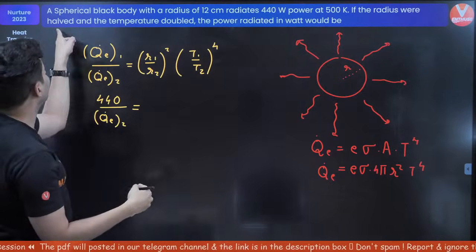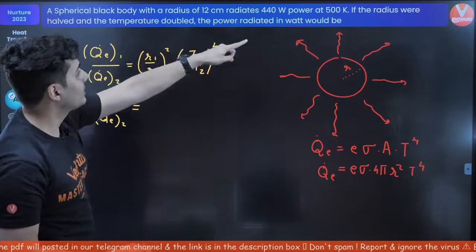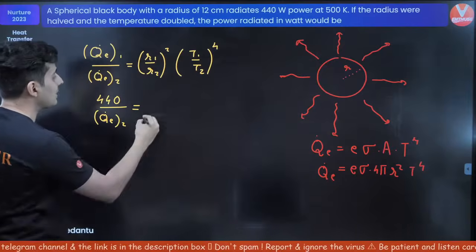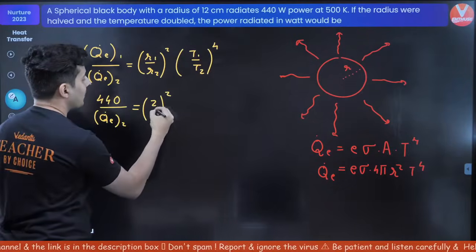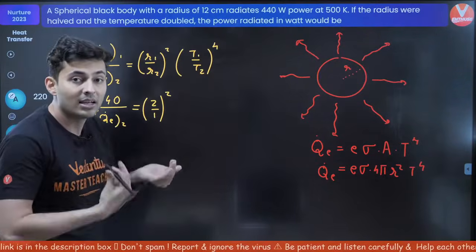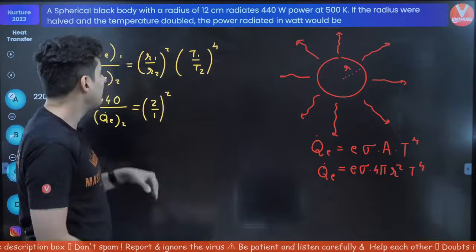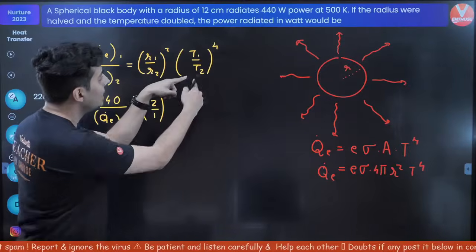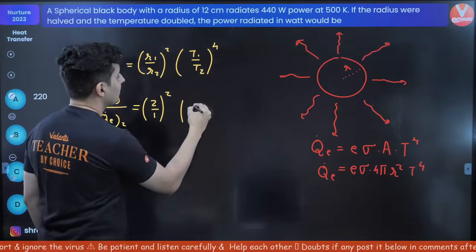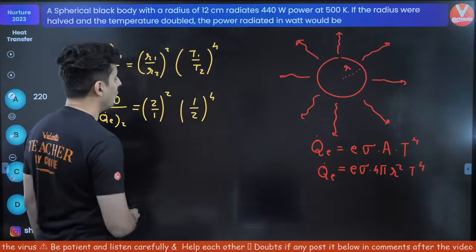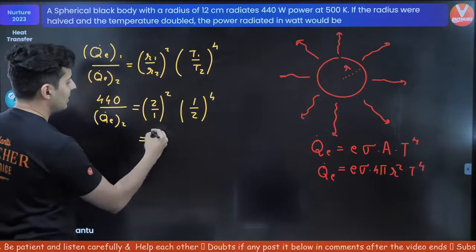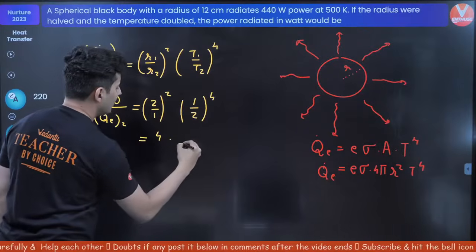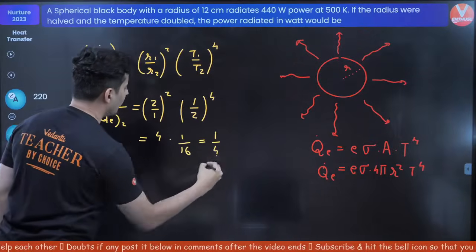R1 by R2: the radius is halved. So R2 is half, the initial radius was double, so 2 square. I hope this is clear. The new radius is half of the previous one. The temperature is doubled, T2 is twice T1. So this is 1 by 2 whole raised to 4. So this is nothing but 4 and this is nothing but 16. So this is nothing but 1 by 4.